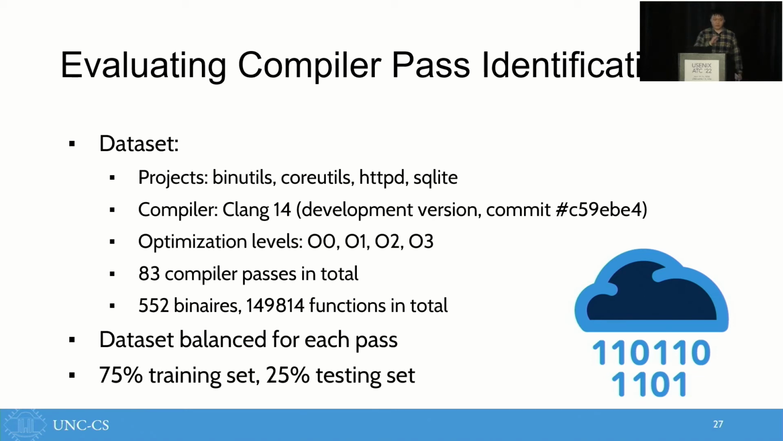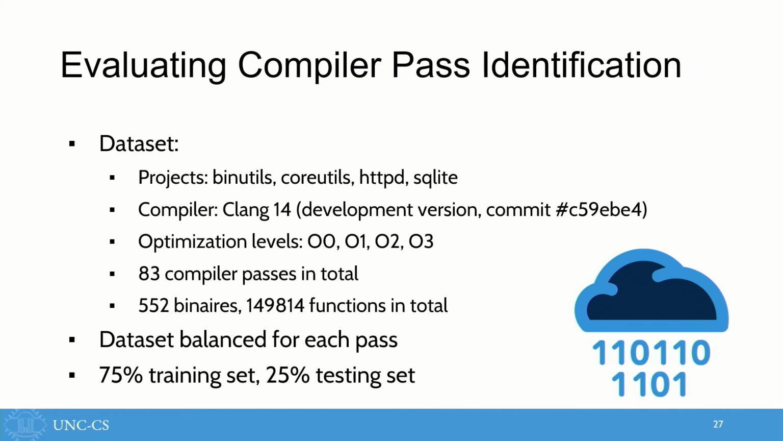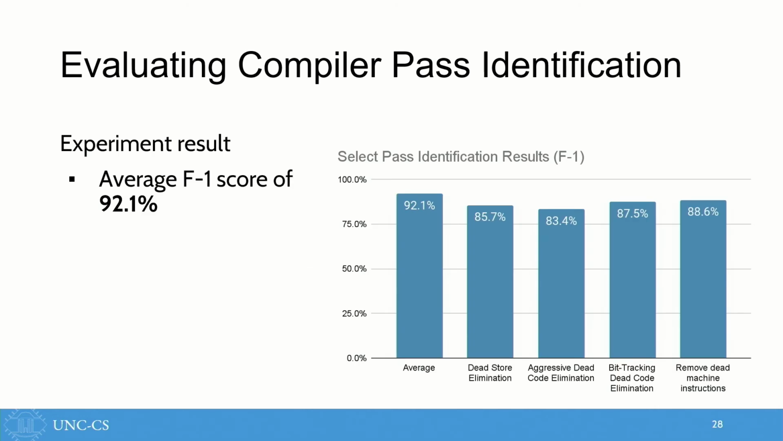Just like our compiler configuration evaluation, we also balanced the data set such that for each compiler pass, our data set has the same number of functions that have the pass and functions that do not have the pass. We split our data set into a 75% training set and a 25% testing set. The average F1 score across all 83 passes is 92.1%.